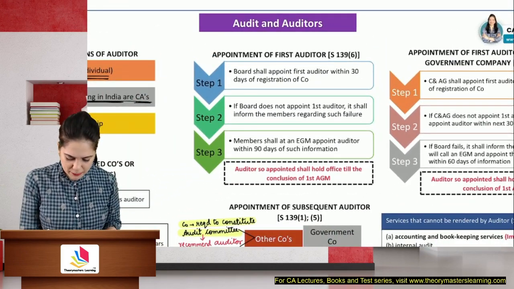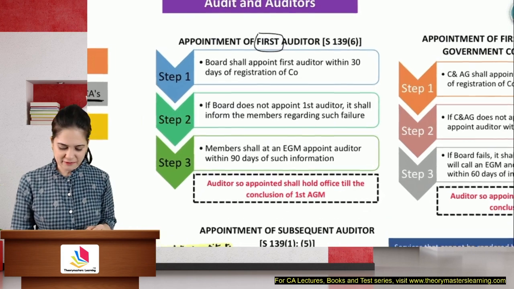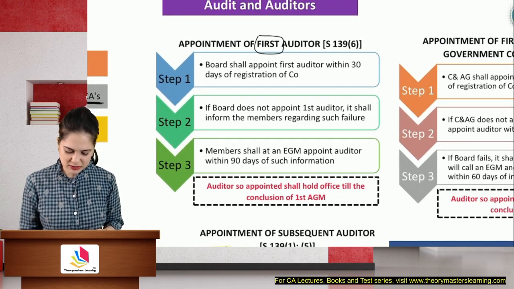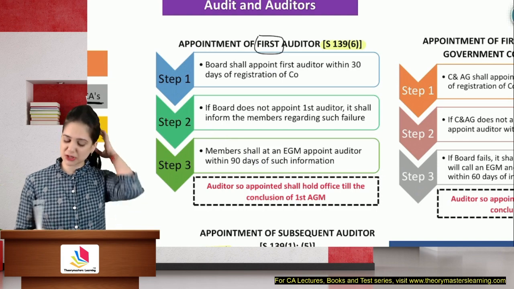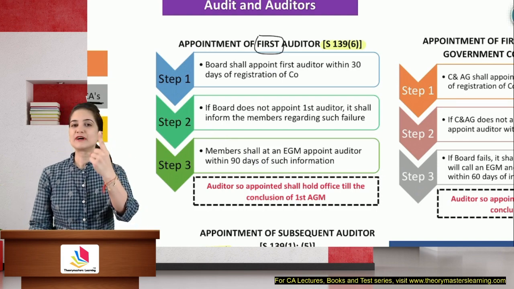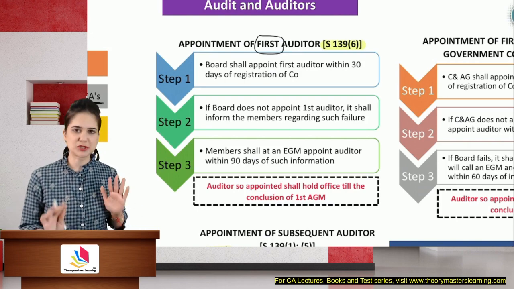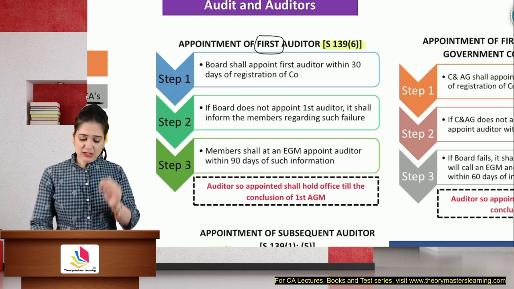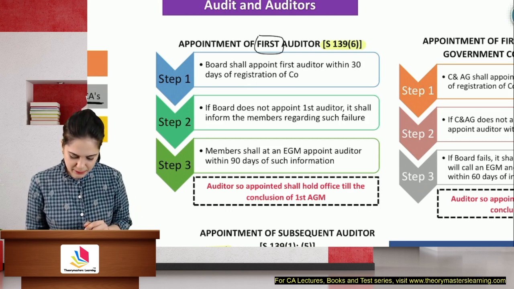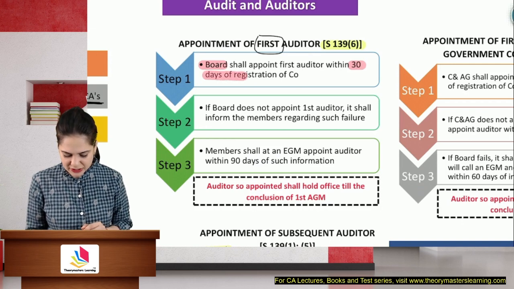Now, if I want to appoint an auditor, the company has just been incorporated. What are the provisions for appointing first auditor? Covered under section 139 subsection 6. Yes, you need to remember this section number. Appointment of first auditor of the company. Now, the first auditor, see, these are steps which you need to follow. They are exact sentences which you can write in the exam. The board of directors, who will appoint? The board of directors shall appoint the first auditor within 30 days of registration of the company.